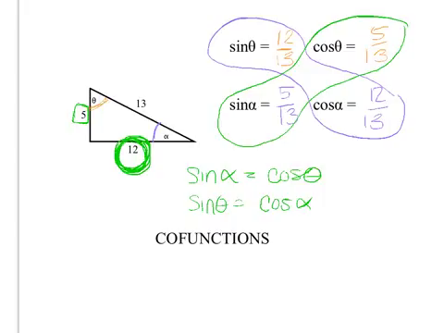So those are cofunctions. Also, tangent of theta is going to equal the cotangent of alpha, because those are just going to switch those sides. See, tangent, cotangent, neither of them use the hypotenuse. They just use the opposite and adjacent. And so if you flip what angle you are, you're flipping which is the opposite and adjacent. So these are cofunctions.